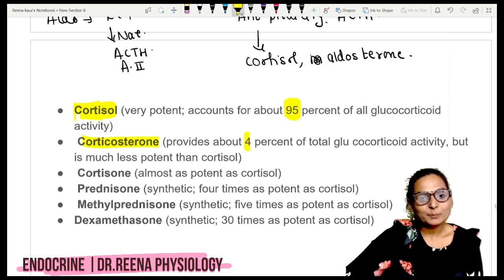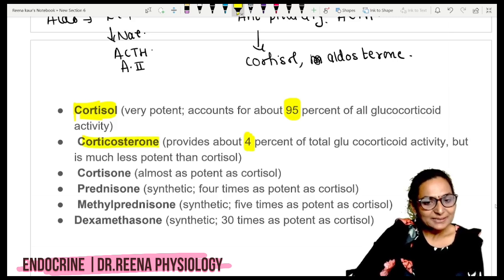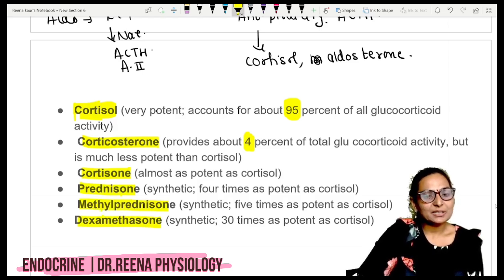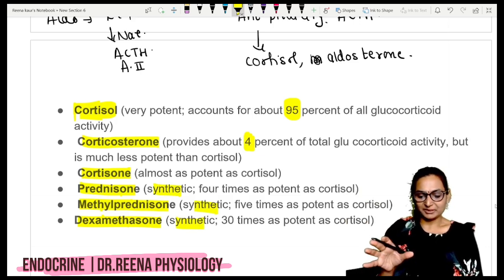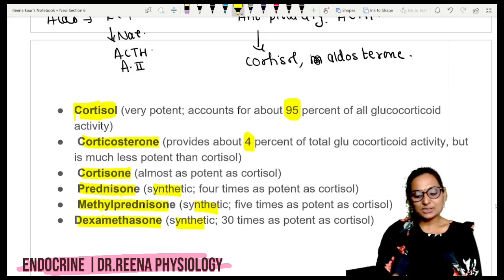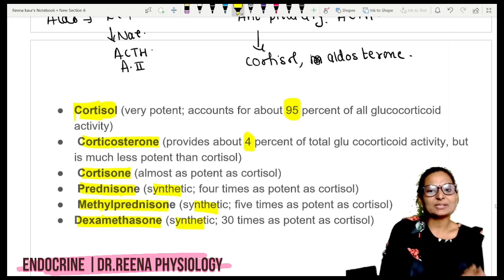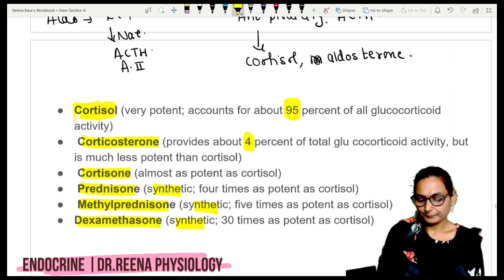Corticosterone has about 4% of the corticoid activity, right? Then next are cortisone, prednisone, methylprednisolone, dexamethasone. Out of these, prednisone, methylprednisolone, and dexamethasone are synthetic. So among natural ones, cortisol has the most potent glucocorticoid activity. This was a direct MCQ to you. तो इसका आंसर था आपका cortisol. Right? हो जाएगा तब बताना मुझे.